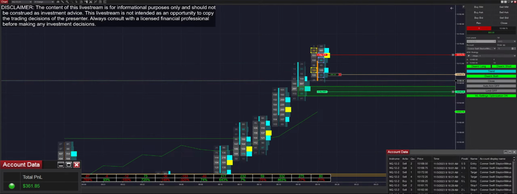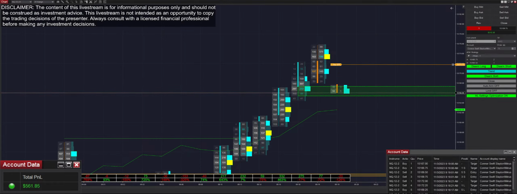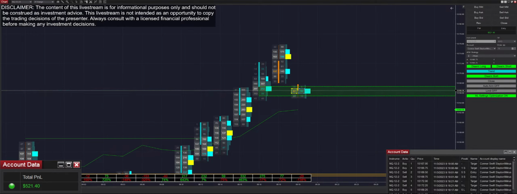Got filled short here. Going to be obviously rearming it in both directions. And another win. Up to 521 on the day. If we can get 8 more like that, that would be perfect.